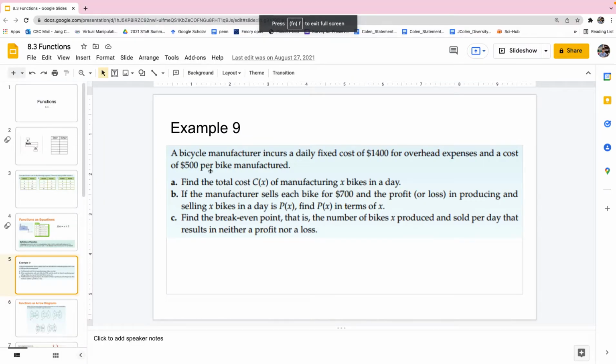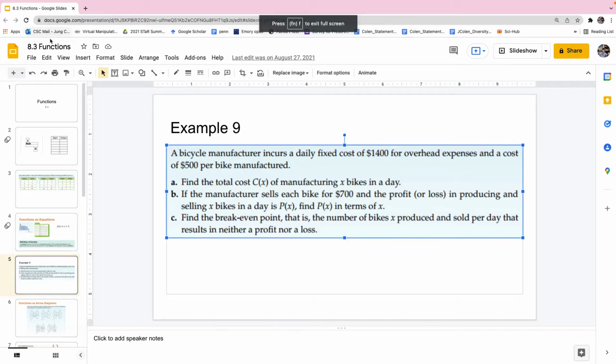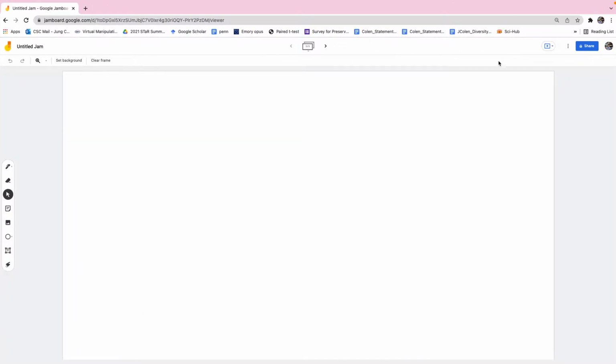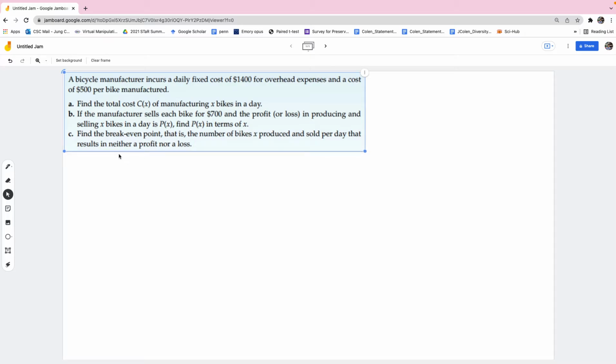Let me actually copy this question down and work on the Jamboard here. Okay, so let's talk about this together. Okay, so cost of manufacturing the bicycle. So that is the number of bicycles, right? Where x is the number of bicycles.